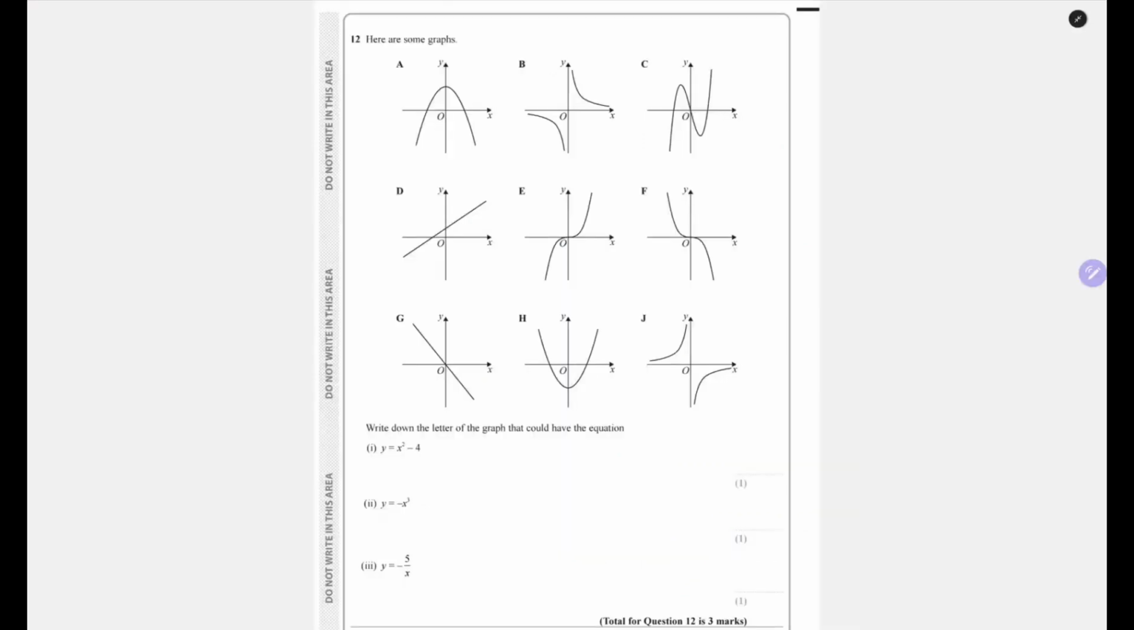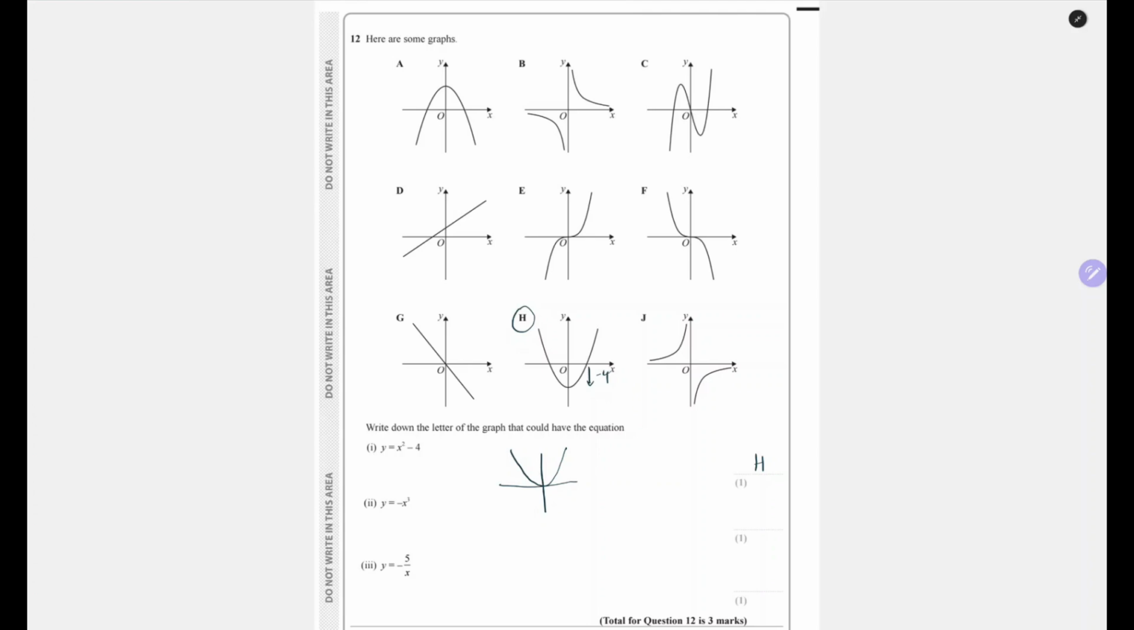Question 12 says, here are some graphs. Write down the letter of the graph that could have the equation y equals x squared minus 4. Well, we know that the standard x squared graph looks something like this. Looking at the graphs that we have, clearly it's going to be graph H, because it's this graph that's been moved down the y-axis by 4. So the answer is going to be H.